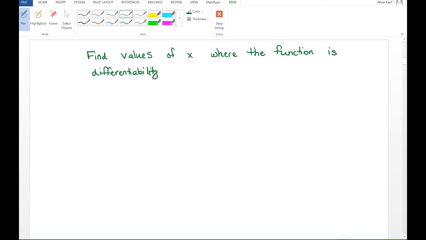I don't have a practice quiz, so: find the values of x where the function is differentiable. I'm going to give you a few different types. Even over odd is a vertical cusp, and odd over odd is a vertical tangent.